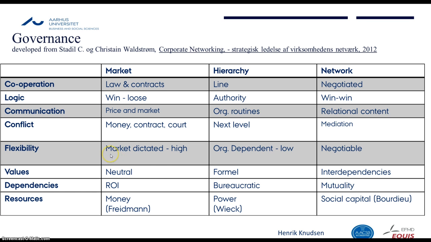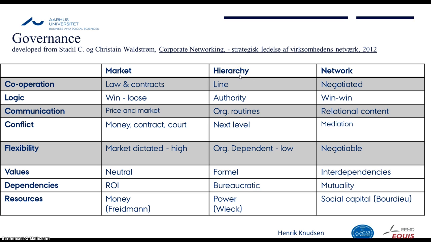Flexibility: if it's a clear market, there's huge flexibility because it's a very cutthroat market. Values: as such, it doesn't have any values. You could say it's a laissez-faire value. That could probably be included instead of neutral, but laissez-faire. Dependencies: the market logic is return on investment, basically, in my opinion, and the resources are based on money, as Milton Friedman said.